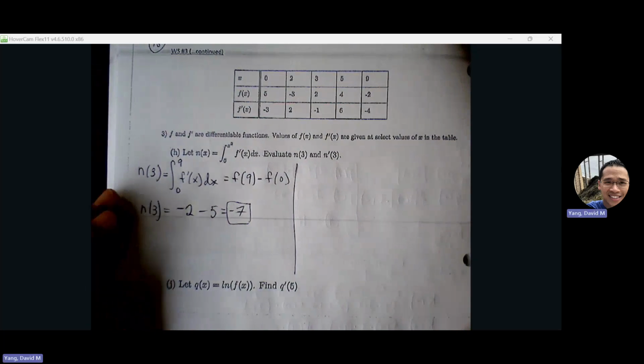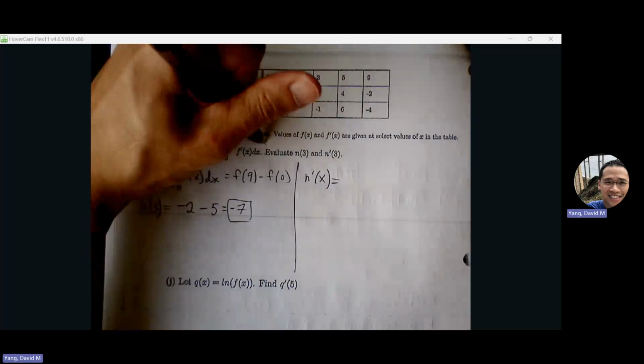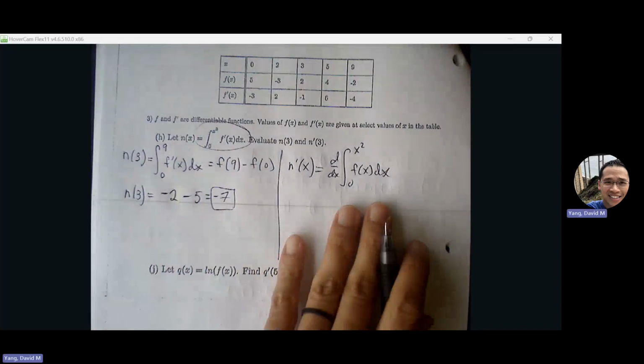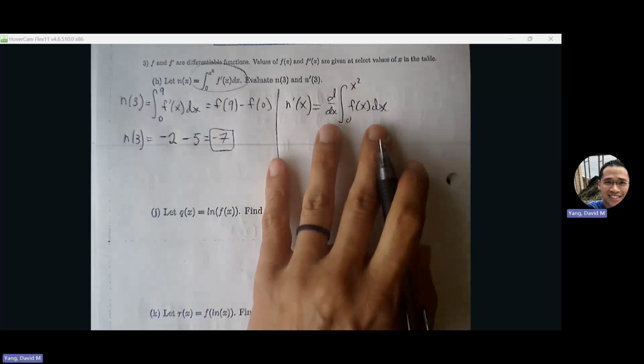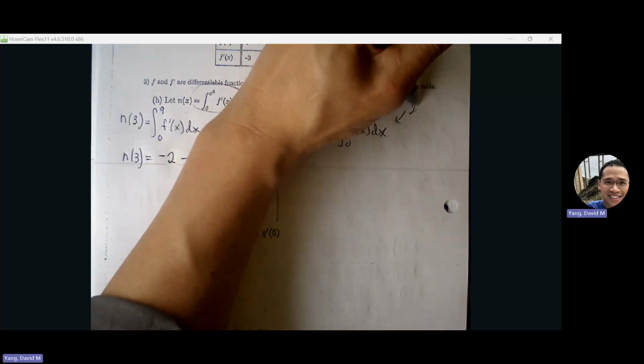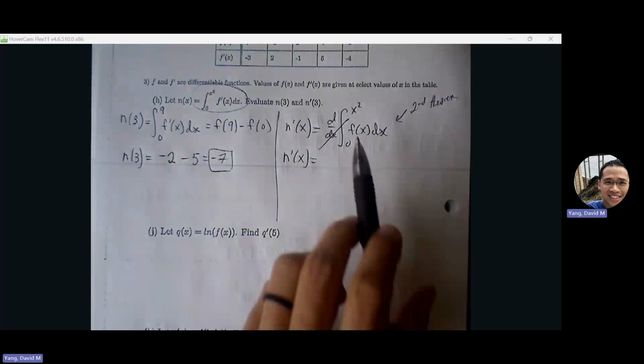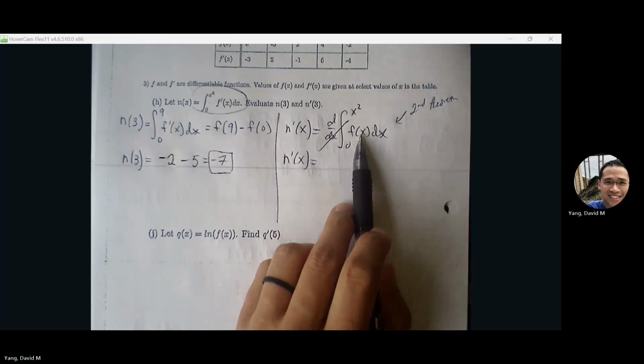Okay. Before we can find n prime of 3, first I have to get to n prime of x. To get to n prime of x, that means I have to find the derivative of that expression. All right, look at this notation here. What does this remind you of? Second theorem, right? So we know those two cancel out. What happens to the upper bound?